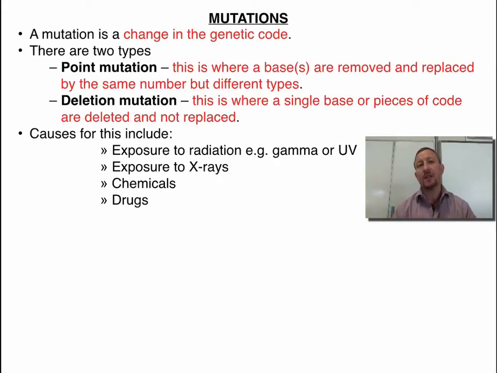Now, what can cause these mutations is a variety of different things. I've listed a few here: exposure to radiation, such as gamma rays or ultraviolet rays. So think about things like skin cancer. With skin cancer, the cells just keep dividing and you get a lump which is formed. They keep dividing and dividing. There's nothing controlling them being stopped. Now, that's under ultraviolet radiation from the sun. Exposure to X-rays can cause these types of mutations.